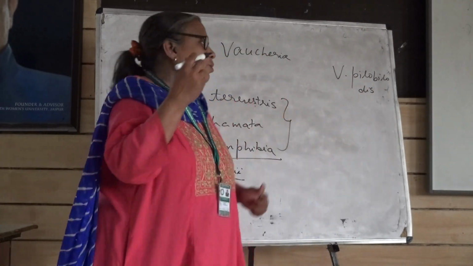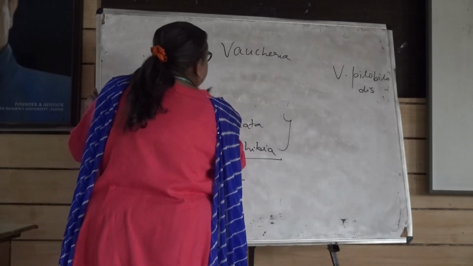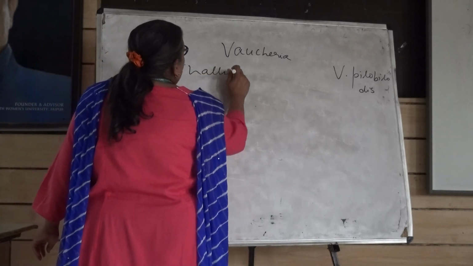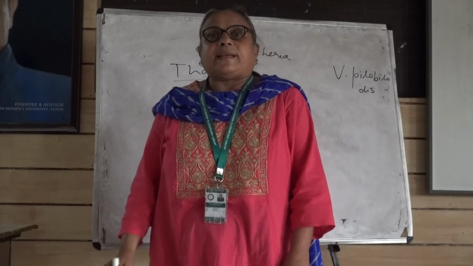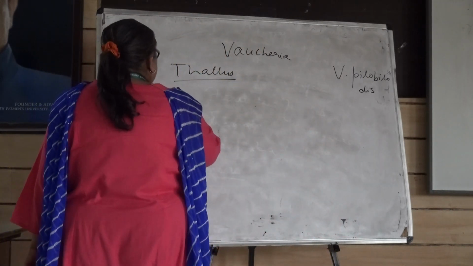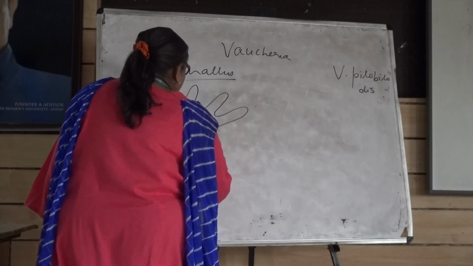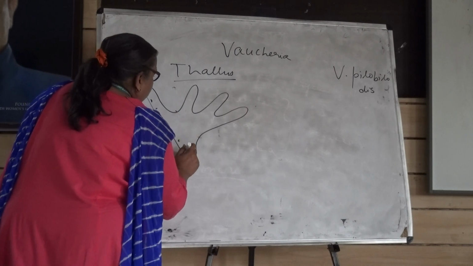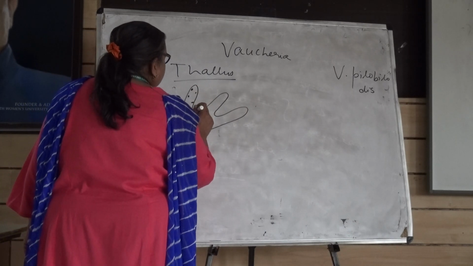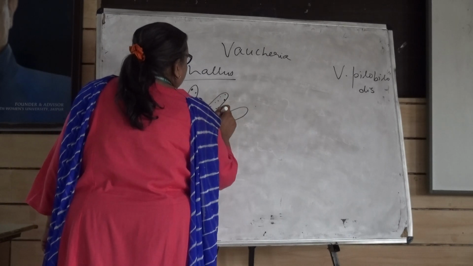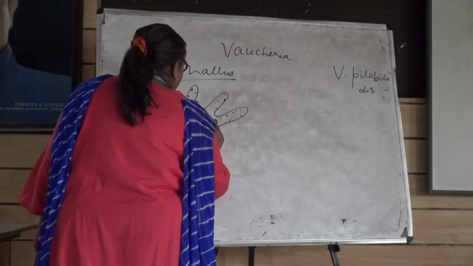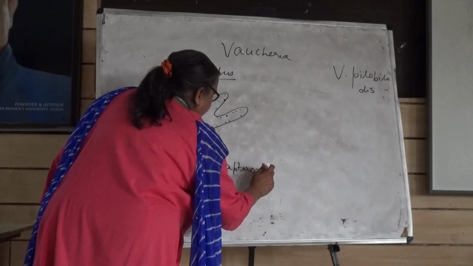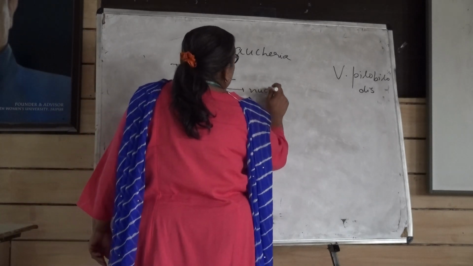Now I tell you about the thallus of Vaucharia. First of all, let me draw a simple diagram showing the thallus of Vaucharia. Students, you can see here the Vaucharia thallus. I am drawing on the board and labeling it. This is a simple structure of the Vaucharia thallus. This is the hapteron, which I will explain just now, and these are the nuclei.